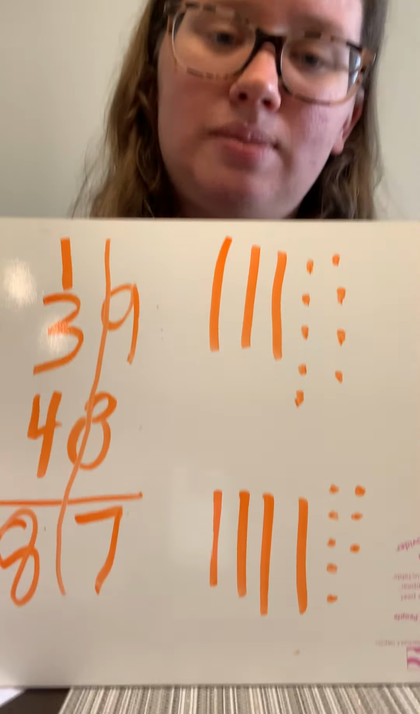So 10 units equals 1 rod. So instead of having so many units, I'm going to regroup those to create 1 rod. So since I have this 1 rod, this is equal to all of these.